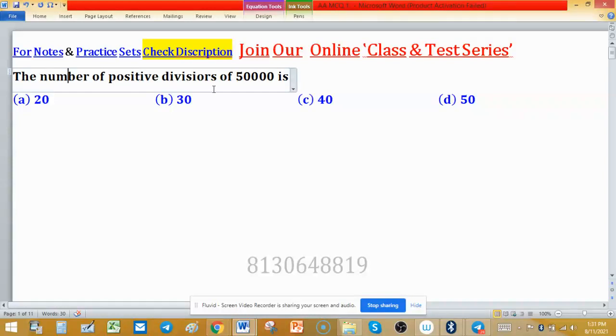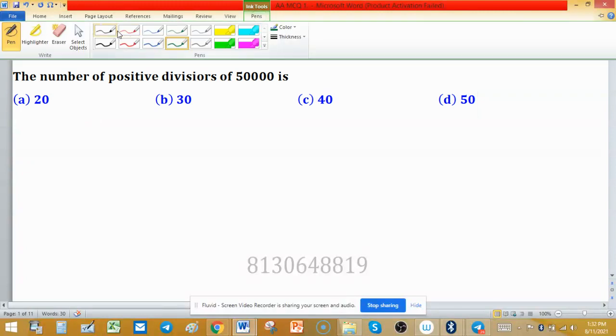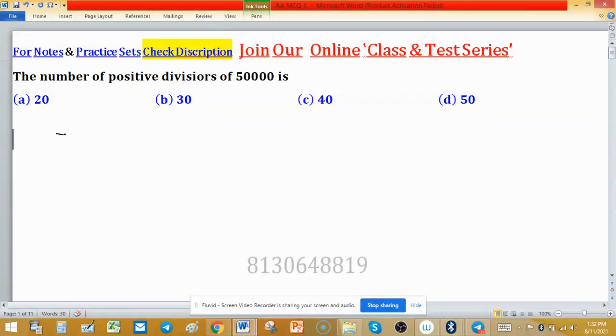To find the number of positive divisors of 50,000, we can use the tau n function. So what is the tau n function? This is the tau n function.